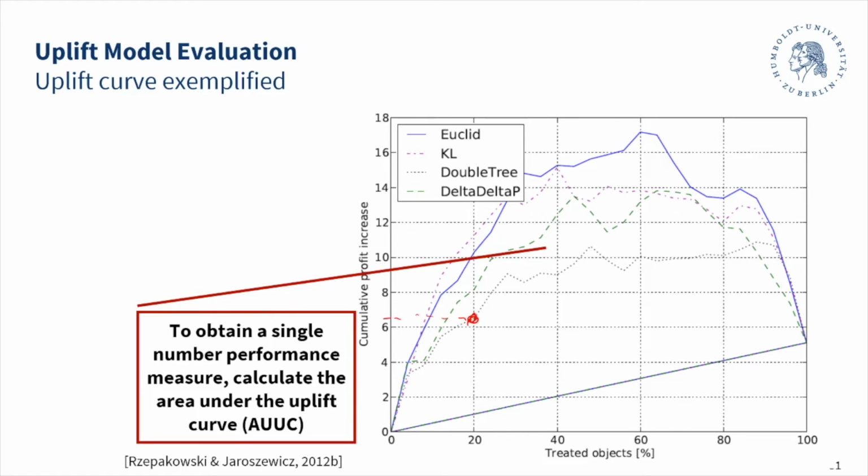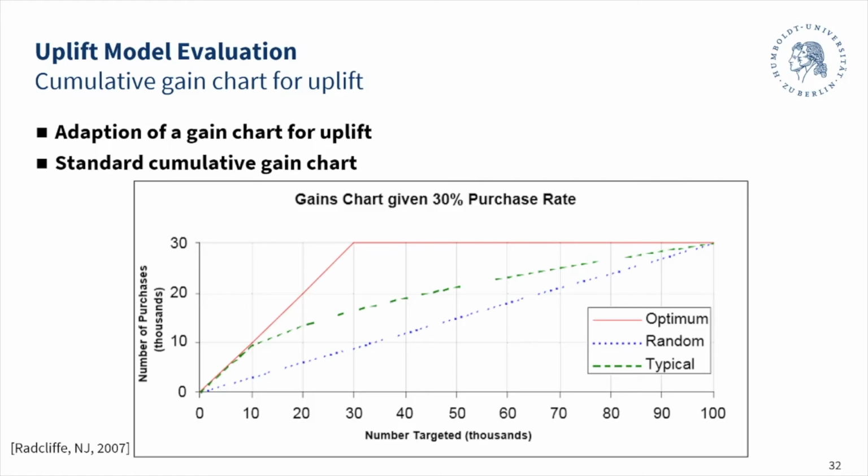Uplift curves are one way. Slightly more popular is the Qini curve, which is a generalization of the Gini curve, but for uplift. Here's the Gini curve again. We have deciles on the x-axis, the number of targeted customers, and we have the number of purchases on the y-axis.